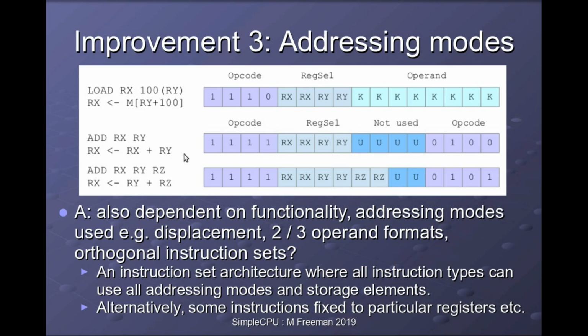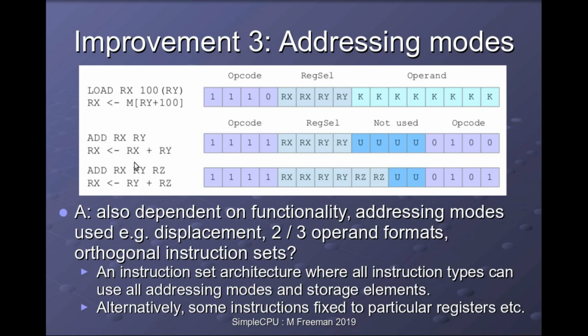Also, we could include 2 or 3 operand format instructions. So you can see here we've got an add instruction where we just have 2 operands. We're reusing one of the bit fields to specify the source and destination. So in this example, the RX: you can see we're adding RX to RY and updating RX.